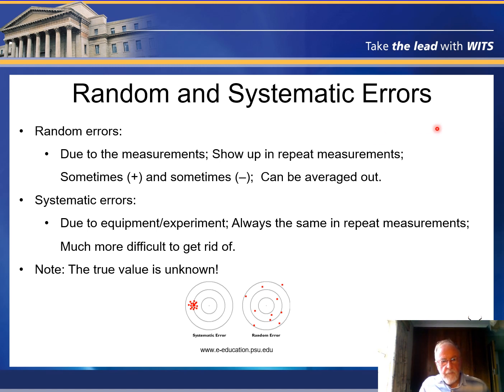Now, there are two kinds of errors that we also talk about, random and systematic errors. Random errors are all over the place. They're due to the measurements. Sometimes the measurements are too high, sometimes too low. Maybe whatever machine you were using for doing the measurement doesn't give a very good one. Random errors show up in repeat measurements, and they're sometimes positive, sometimes negative, and they can be averaged out.